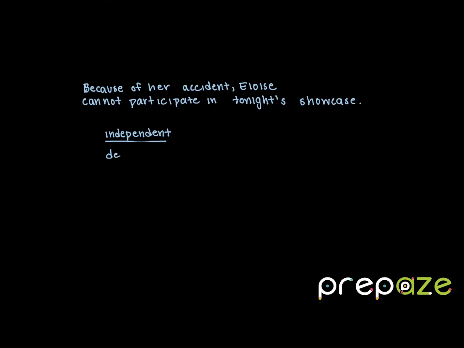Then we have dependent clauses. And again, dependent means relying on something else. And that's what a dependent clause is. In order to have a dependent clause, you also need to have an independent clause because the dependent clause actually depends on the independent clause. So a dependent clause won't make any sense by itself.